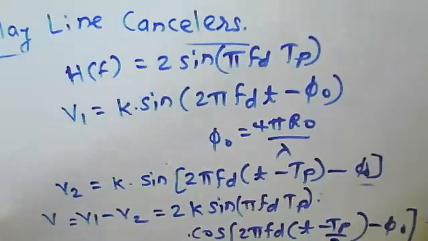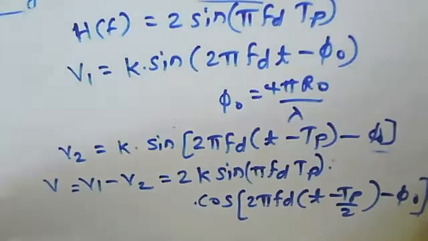A single delay line canceller eliminates fixed clutter, which is nothing but the return from a stationary object. Fixed clutter has a zero Doppler frequency. But sometimes we get an echo from a moving target with the same frequency as the clutter. If it is the same, then the delay line canceller will eliminate that particular signal. That is nothing but a blind speed.